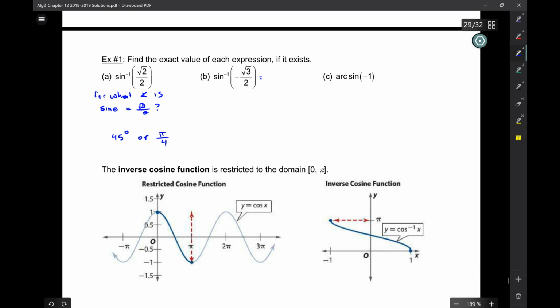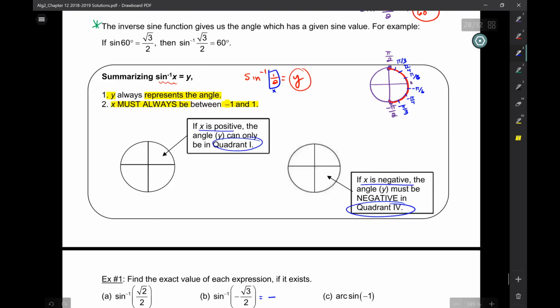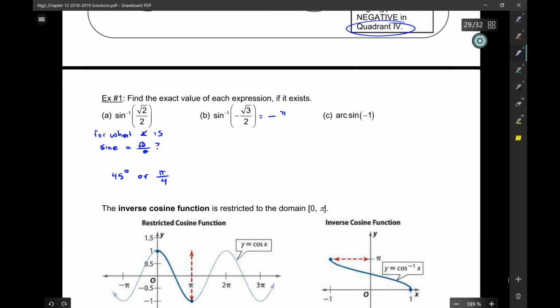It's negative root 3 over 2. So what is the angle? It's got to be negative because it's got to be in this quadrant here. What's the angle that you get root 3 over 2? Is it pi over 6 or pi over 3? Pi over 3. So negative pi over 3. Okay, long side, big angle. Long side, big angle. For what angle?